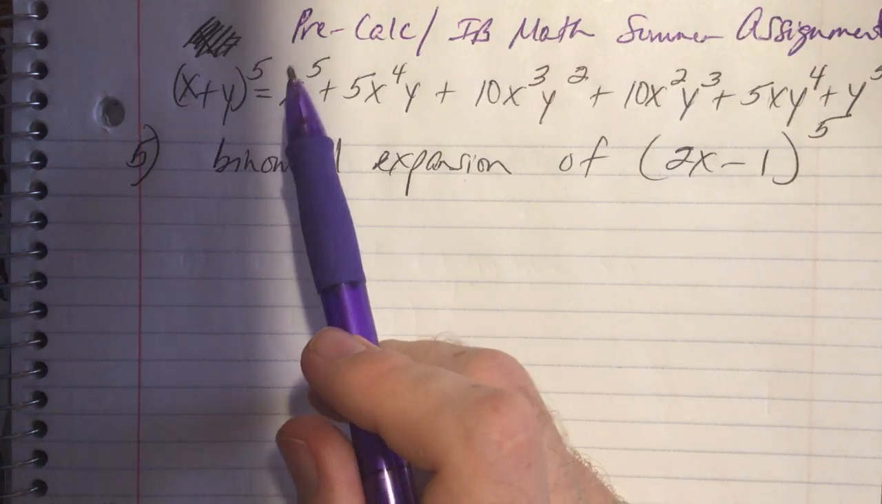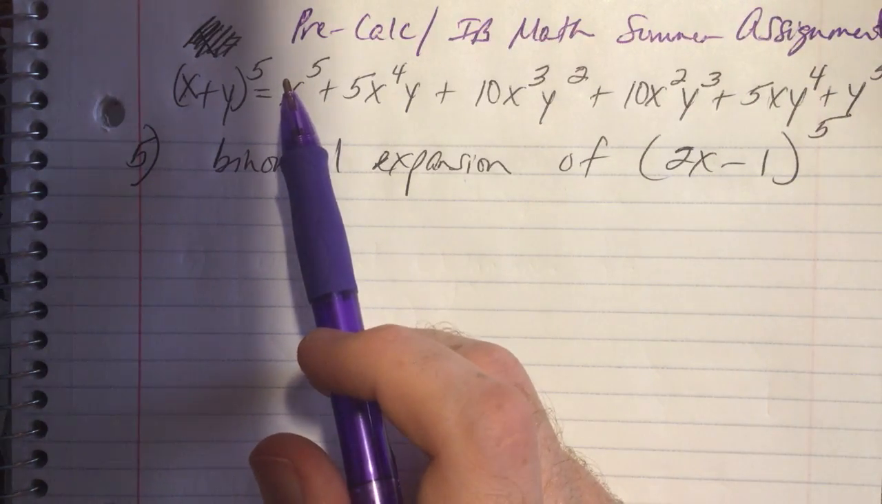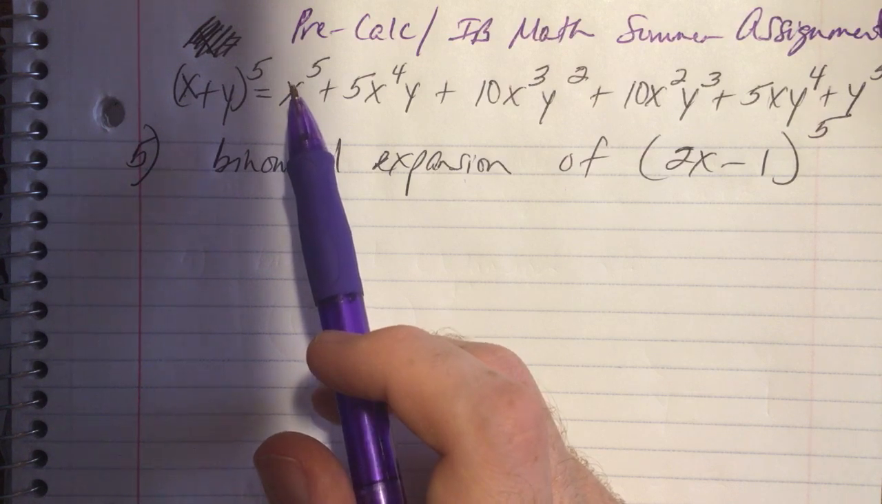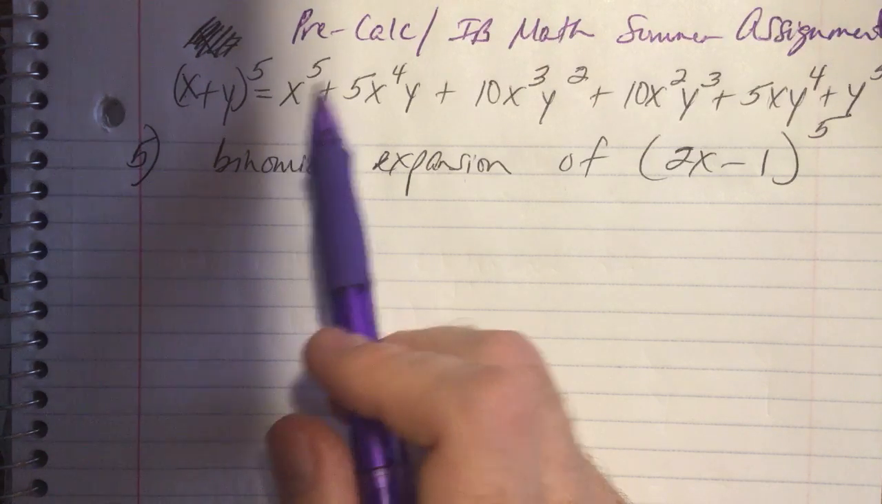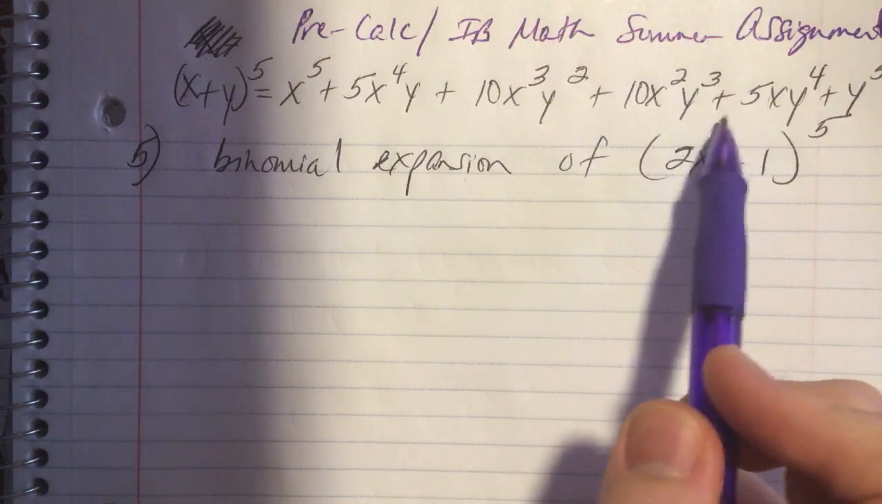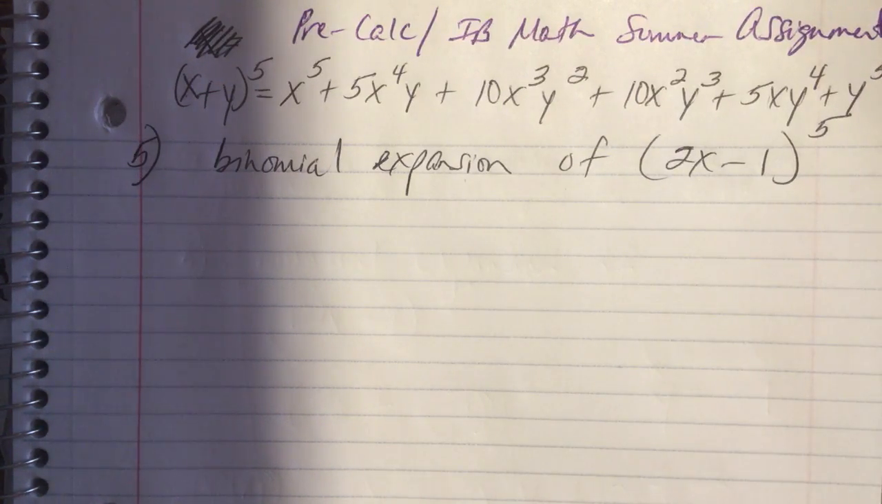And then a little word about the coefficients. Those follow a triangle known as Pascal's triangle. This coefficient is a 1, over here is a 5, a 10, a 10, a 5, and a 1. And again, those are numbers that come from the coefficients of Pascal's triangle.